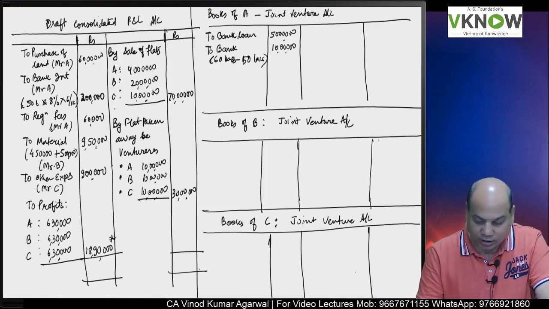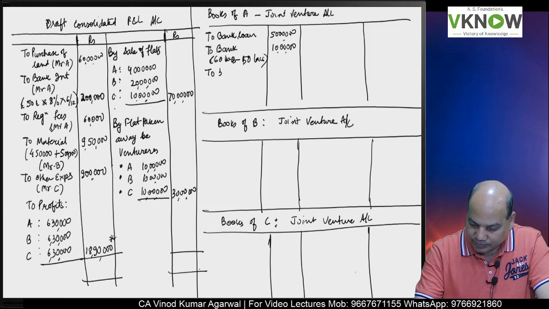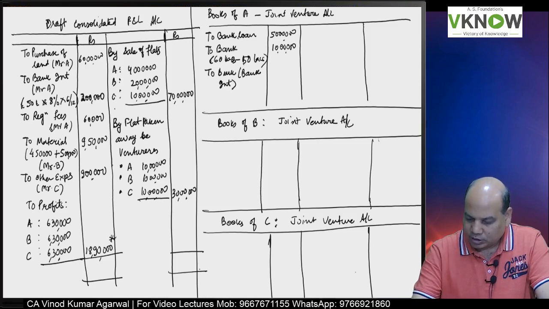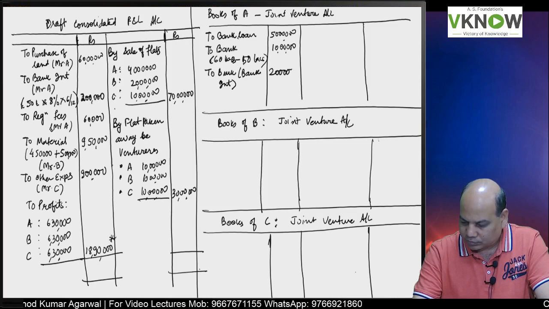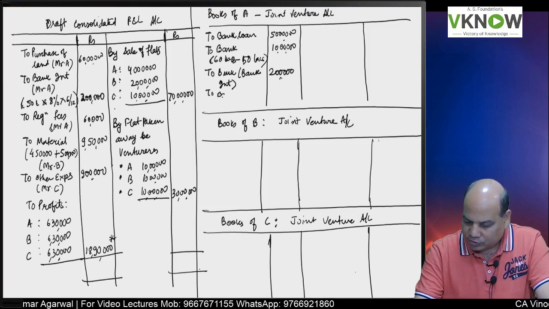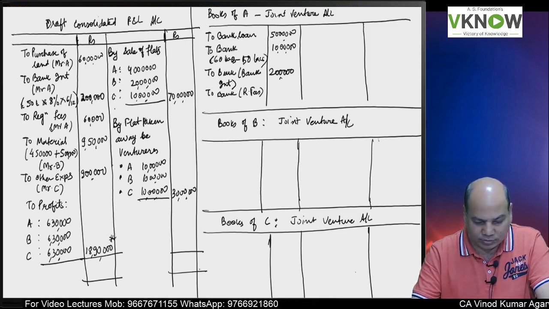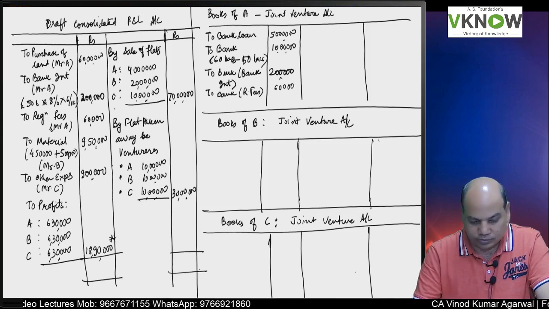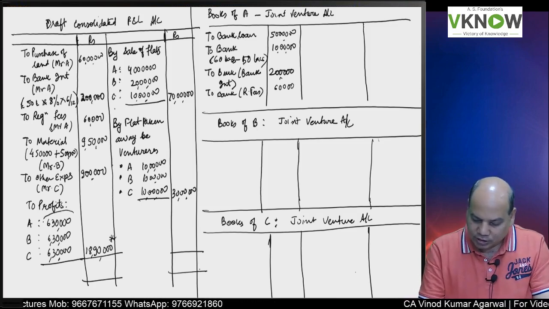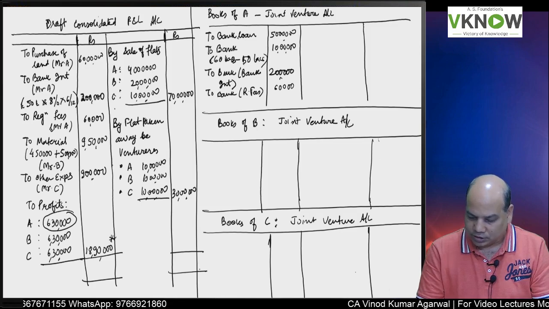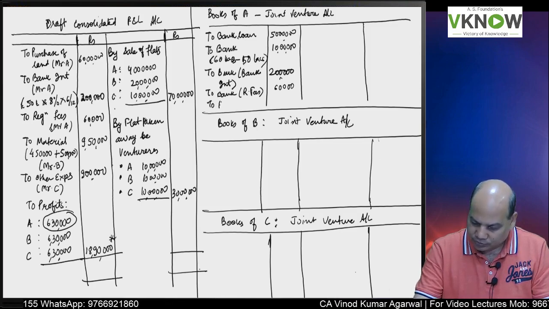Then he paid interest to bank, in bracket bank interest, 2 lakh. Then he paid registration fees also to bank account. Registration fees he paid 60,000. So follow the problem, and his share in the profit of joint venture is 6,30,000.